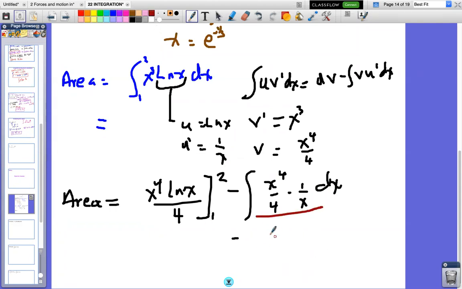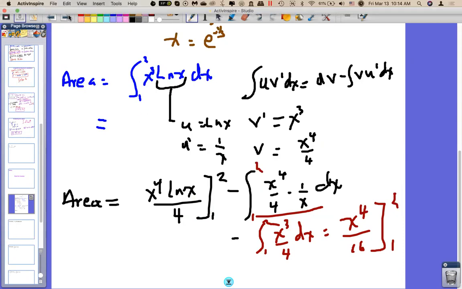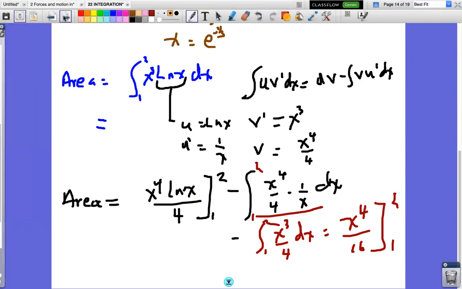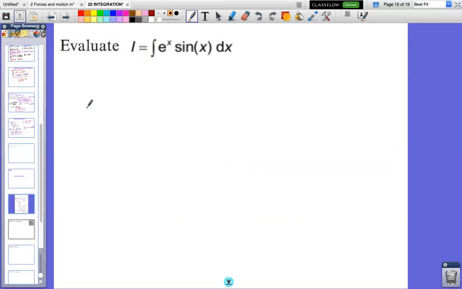And this part will now simplify to the integral from 1 to 2 of x cubed over 4 dx, which is x raised to the power 4 over 16 from 1 to 2. So you just substitute the 1 and 2 in it. Okay. So we have used integration by parts to solve that problem.